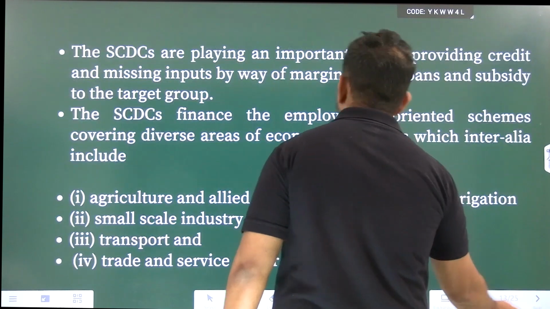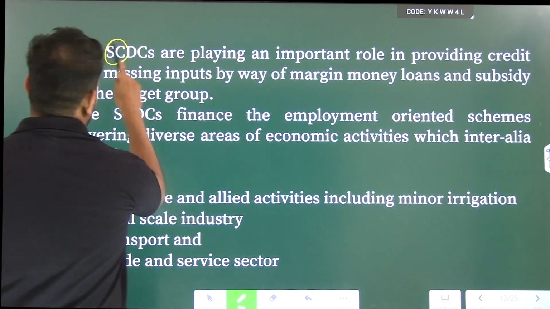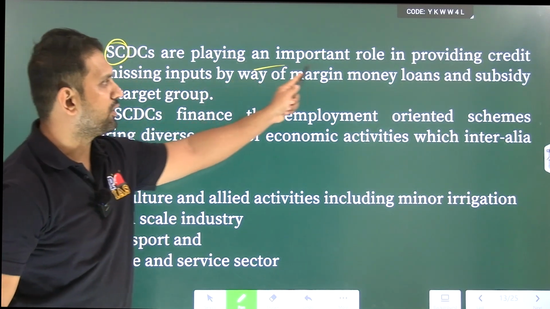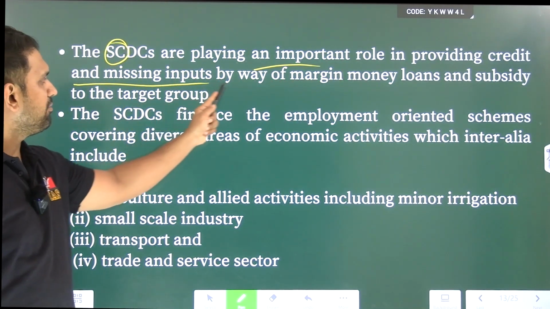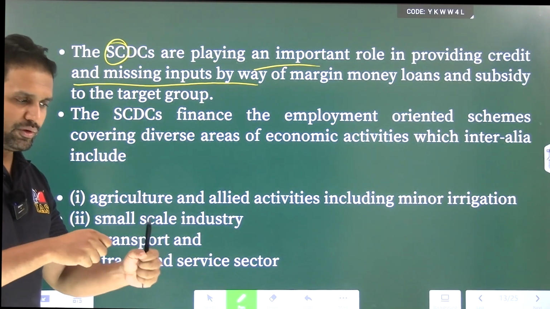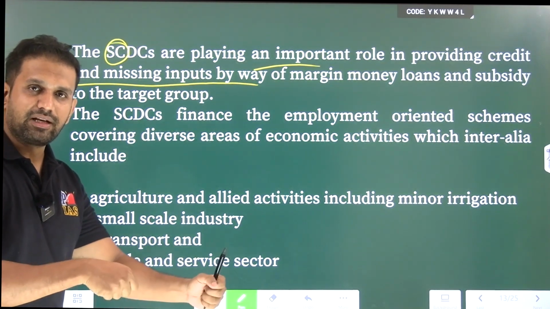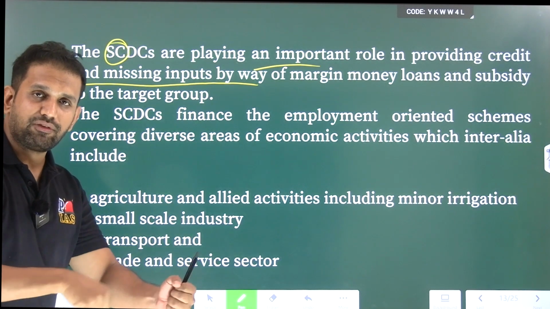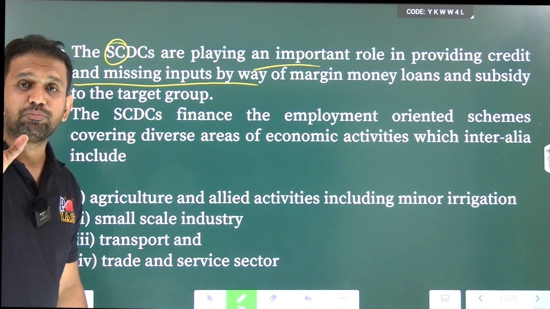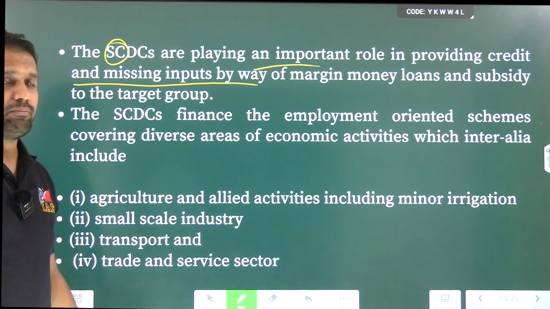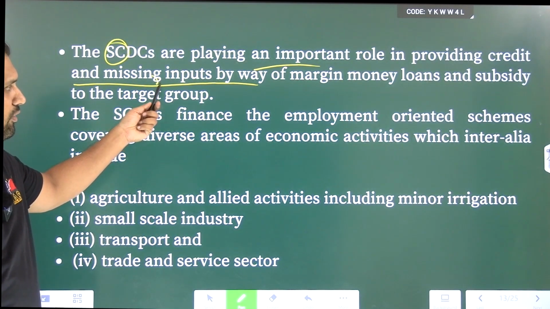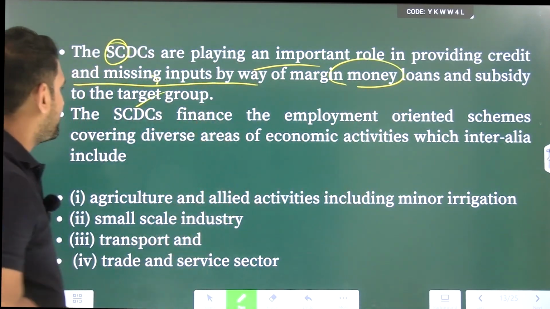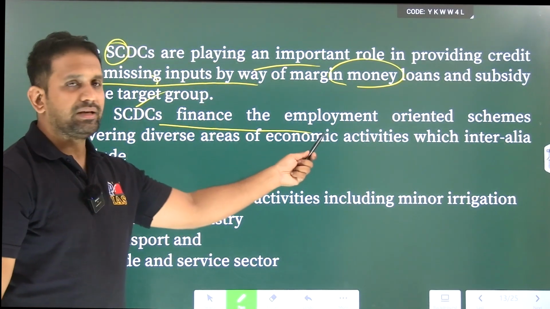Okay, right. The special assistance for the scheduled caste development corporations plays a very important role in providing credit and missing inputs. Missing inputs means, suppose an SC furniture maker is there. He does not have the machine to cut the wood. He has only a seesaw. That is called missing inputs. So whenever they want a missing input, they will provide it with the help of a loan. Margin money they will give on the loan, and subsidy to the target group. Finance will be given.